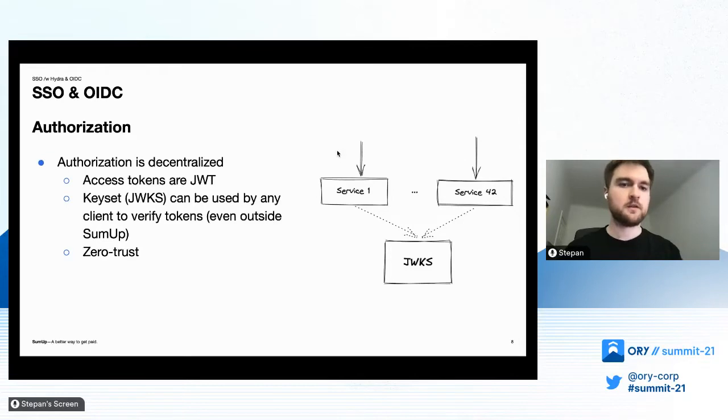And authorization can be decentralized now because our access tokens issued by Hydra are JWTs, meaning that you just need to share the same key set across clients to verify the tokens, and they don't have to be in SumUp anymore. So you can have a partner which just points to our public JWKS and verifies the token. And there is no trust anymore. You can always verify the token yourself. Even if your downstream API gateway already did this, you can check the token again.